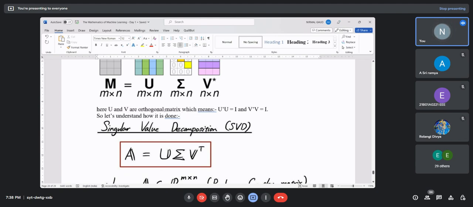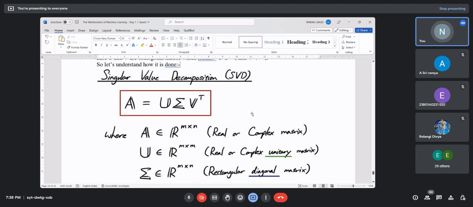What is orthogonal? It means that U transpose multiplied by U will be the identity, and V transpose V will also be the identity. If I multiply these and get the identity, then it is orthogonal in nature.